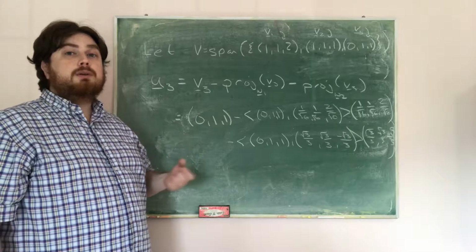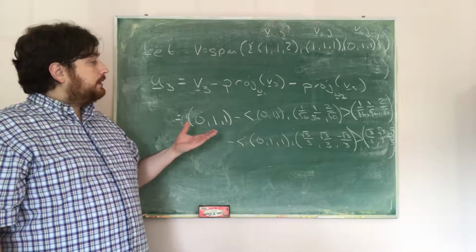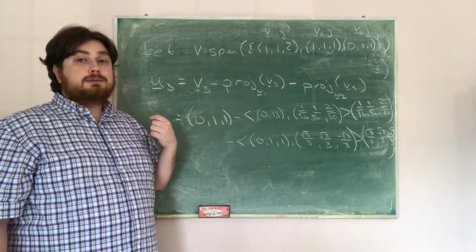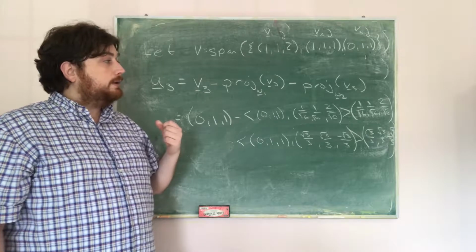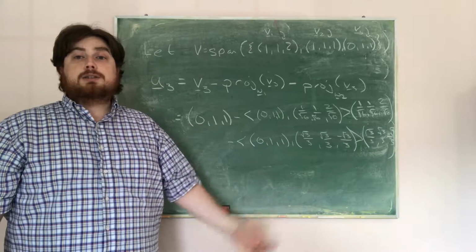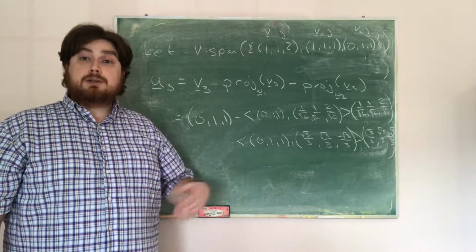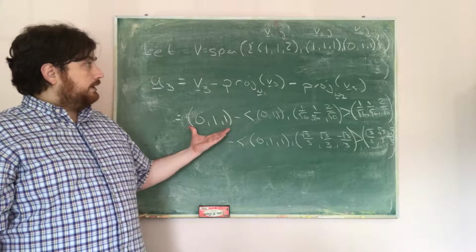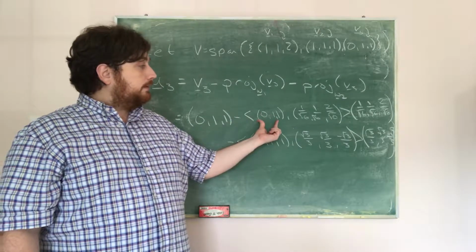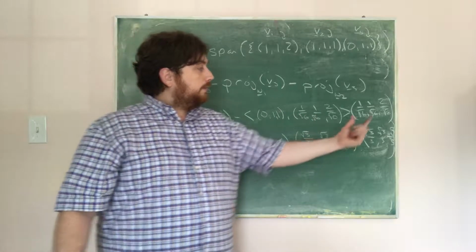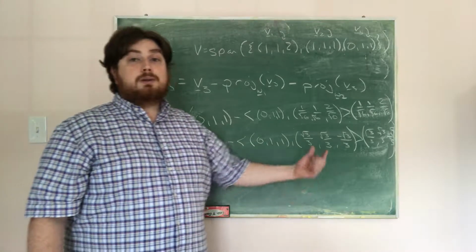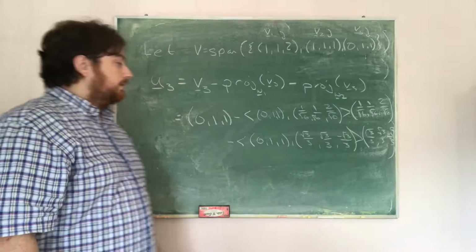So if I want to find the portion of V3 that is orthogonal to those, what I'm going to do is take V3 and subtract off the portion of V3 in the direction of W1, that is the projection of V3 onto W1, and subtract off the portion in the direction of W2, the projection of V3 onto W2. Now we've done this a couple of times. So V3 is just 0, 1, 1, and then I'm going to subtract off the inner product of that with W1 multiplied by W1, and then subtract off the inner product of our vector 0, 1, 1 with W2 multiplied by W2.